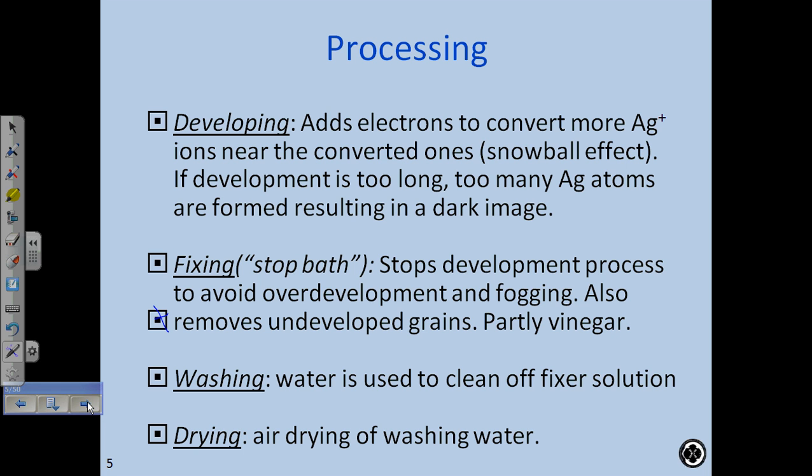Okay, and then the speed with which it goes from here to here is very important, because the time it spends in the developer is going to affect the darkness, and the time it spends in the fixer is going to affect the darkness. And also the temperature is important too. If I remember correctly, it's around 35 degrees Celsius that it has to be at, because the temperature will affect the darkness of the film as well.